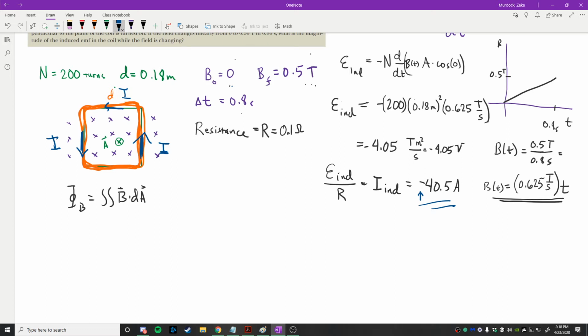Did any of that make sense to you guys? So the negative sign tells you that the current goes opposite the direction of the external field, right?